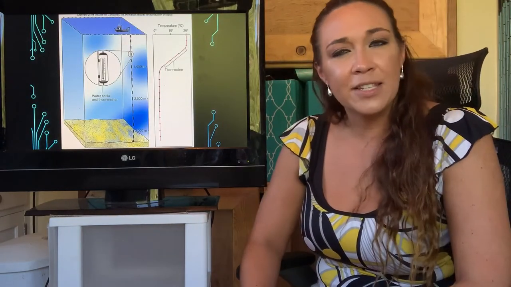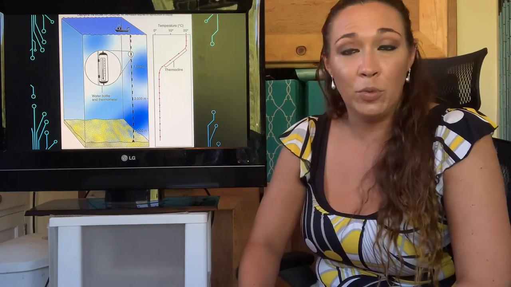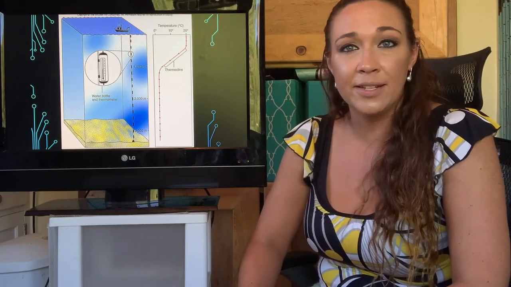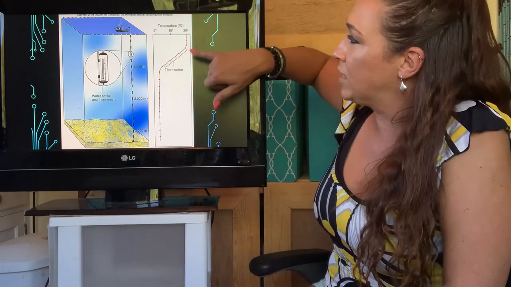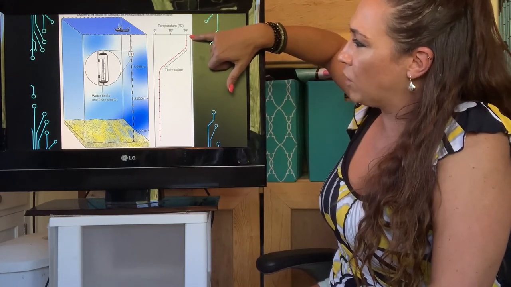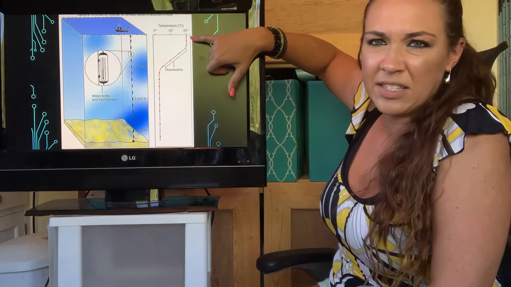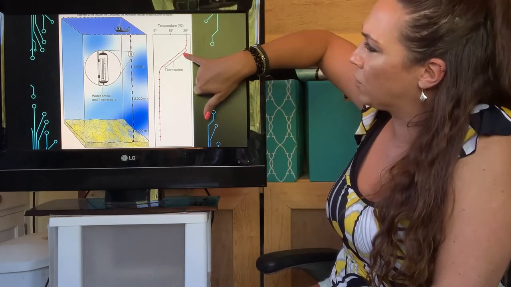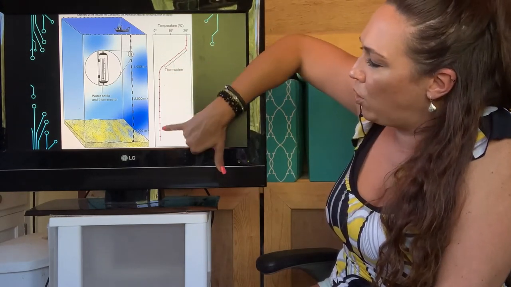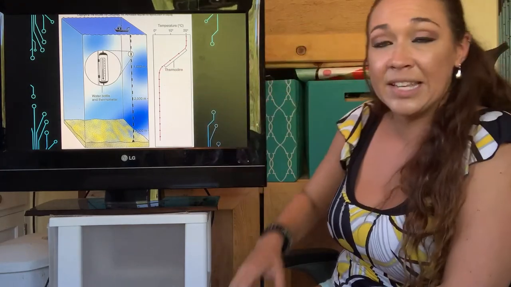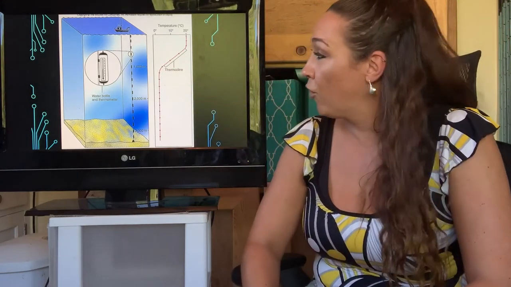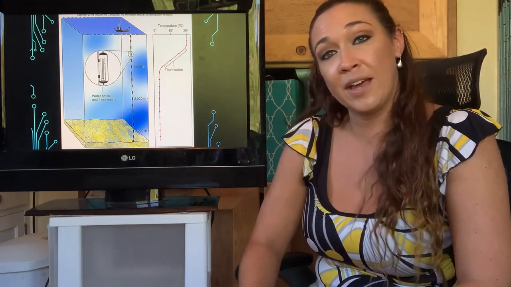Now, the way we measure this is actually pretty cool. We basically take a bottle with a thermometer on the inside and we send it down to the bottom of the ocean. And what you can see right here is every few meters, it's going to be taking a reading. And you can see here, it's all the same, the same, the same. Oh, there's a drop, there's a drop, there's a drop. Boom! And then it's going to hit basically the same temperature from 1,000 meters to 3,000 meters.